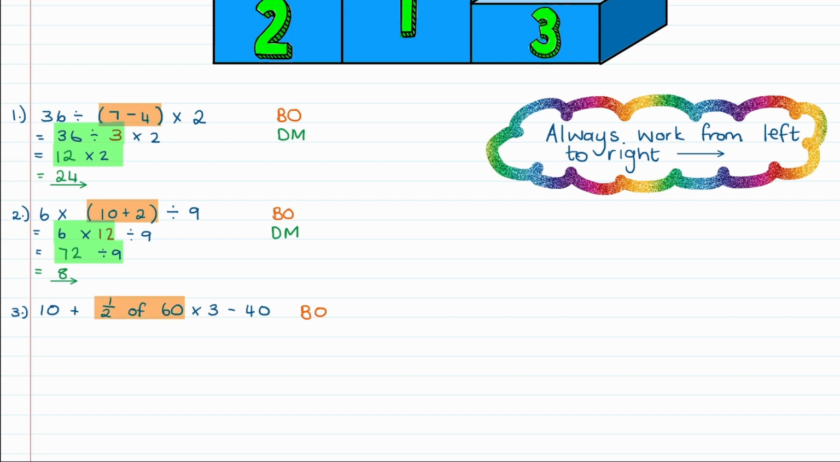So we solve half of 60 first, which gives us 30. Next, we move on to DM. We only have one of these operations present, so we solve 30 times 3, which gives us 90. Next, we move on to A and S.